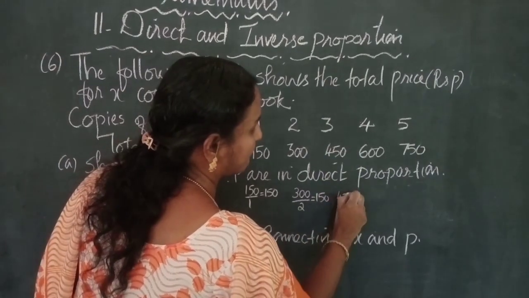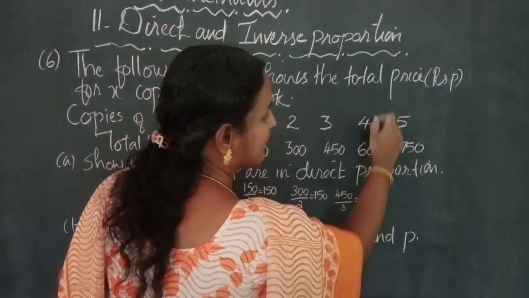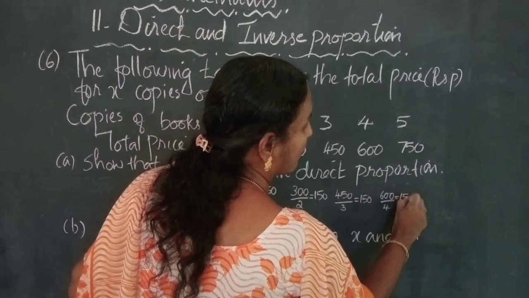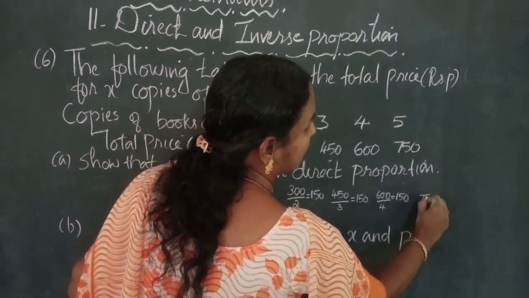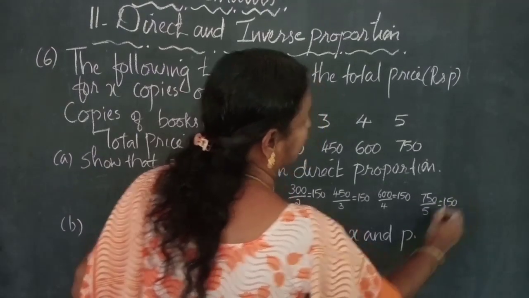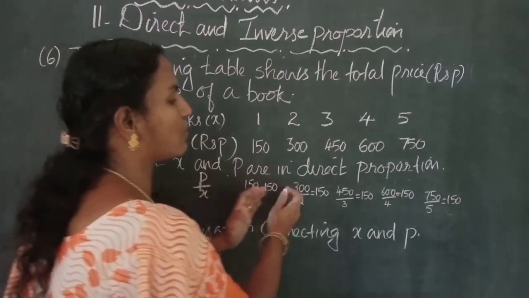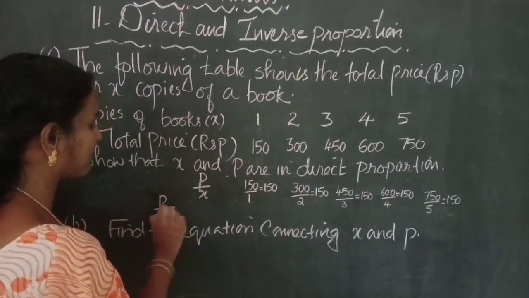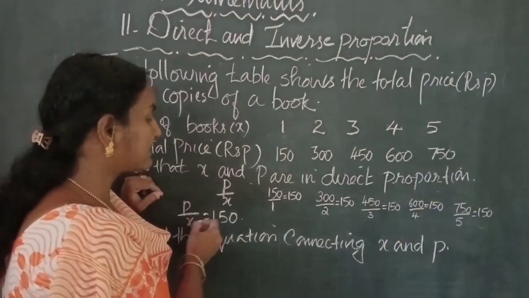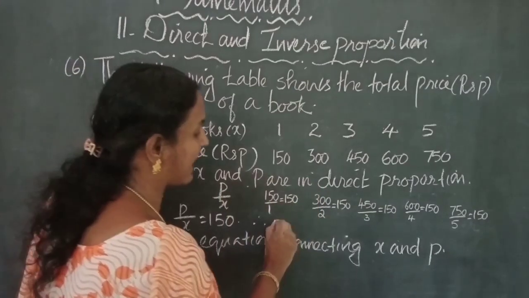Here 450 by 3 is equal to 150. Here 600 divided by 4 is equal to 150. The last one, 750 by 5, is equal to 150. So P by X is a constant. P by x is equal to 150. Therefore, x and P are in direct proportion.